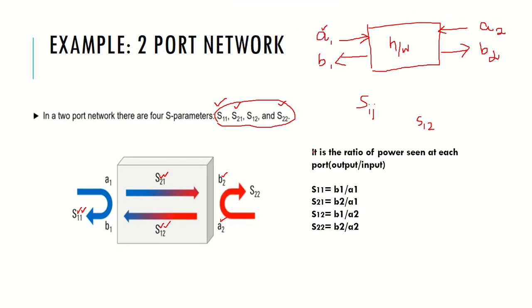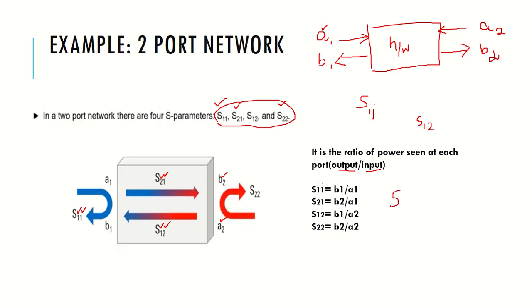Right? So as we said, we have four S parameters: S11, S21, S12 and S22. The general definition for S parameters is that they are the ratio of the voltage that we measure, or whatever we measure, at the output to the corresponding input terminal. So S11 means it is B1 by A1. S21 means B2 by A1. S12 means B1 by A2. And S22 means B2 by A2. So this is your particular output port. This is your particular input port.